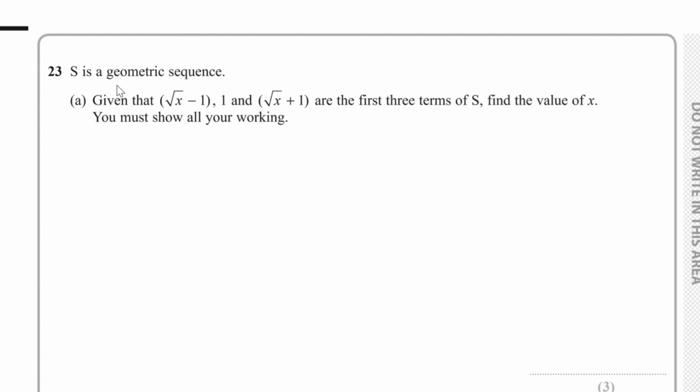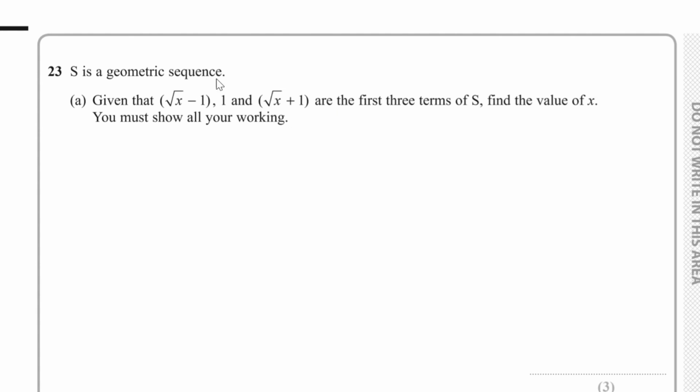Question 23. S is a geometric sequence. For part A, we're given that root x minus 1, 1, and root x plus 1 are the first three terms of S. We have to find the value of x showing our working.